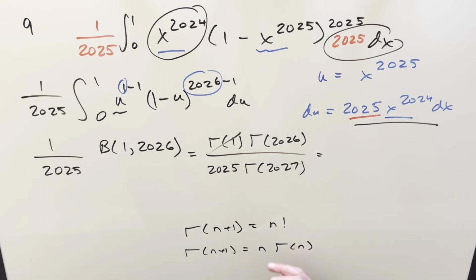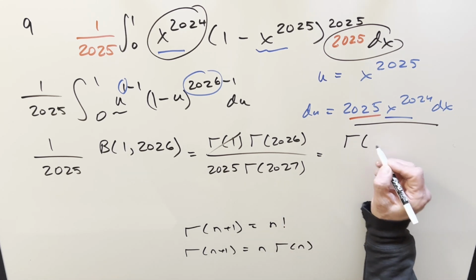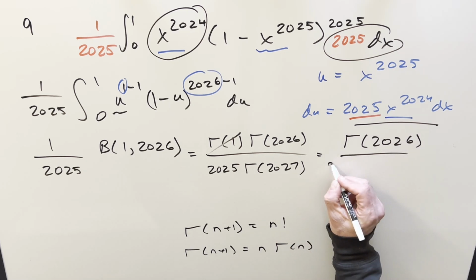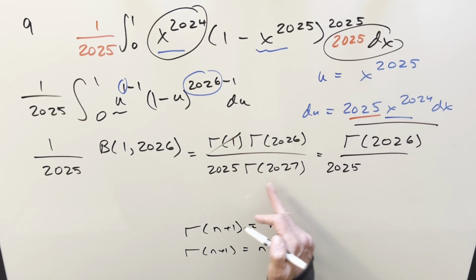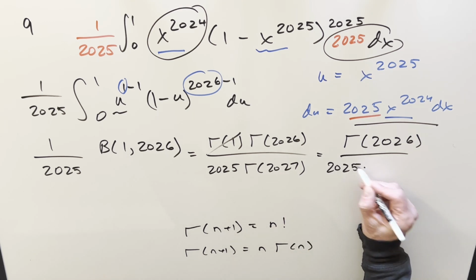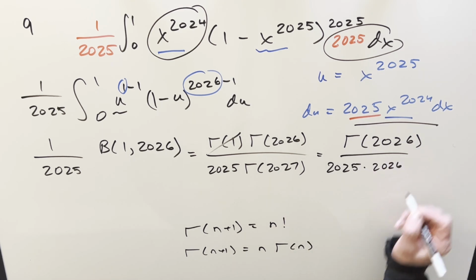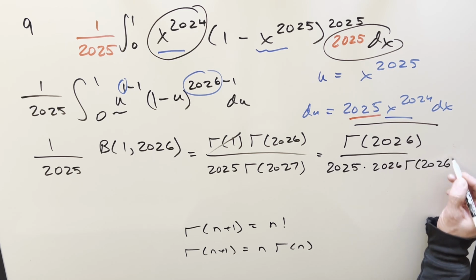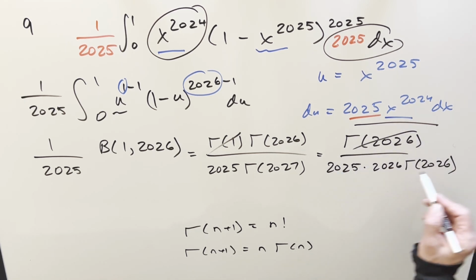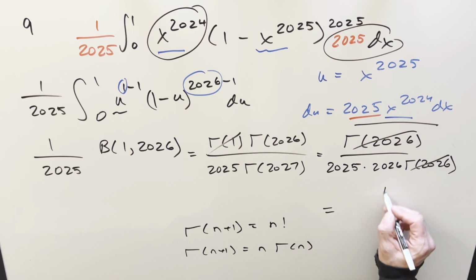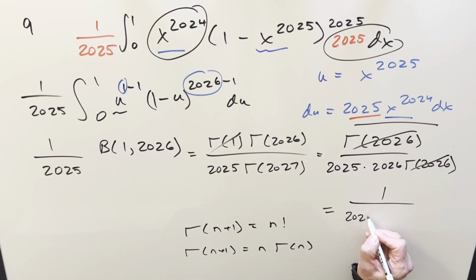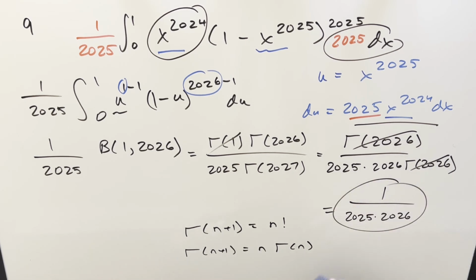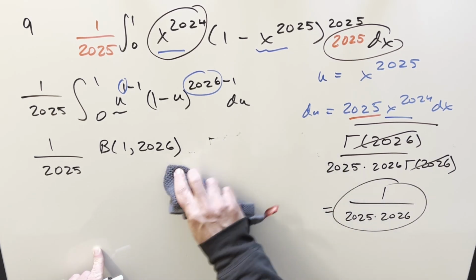Maybe what I can do, we don't really need to use factorials again. I mean, you can, it doesn't really matter, but let's do this. Using the bottom formula, I can write gamma 2027 as 2026 times gamma 2026. But then the gamma functions are going to cancel, and we're left with our final solution of just 1 over 2025 times 2026, and that's it. But now let me just backtrack, and we'll do this without using the beta function really quick.